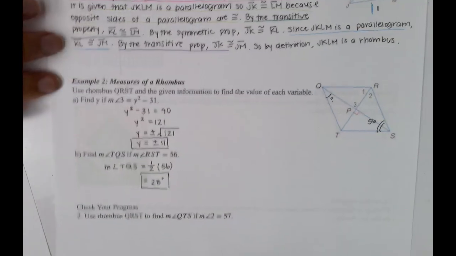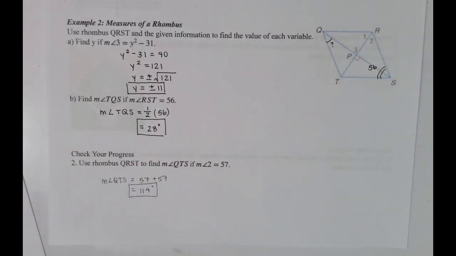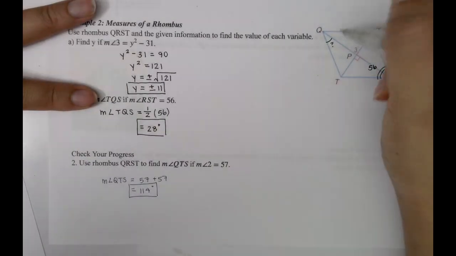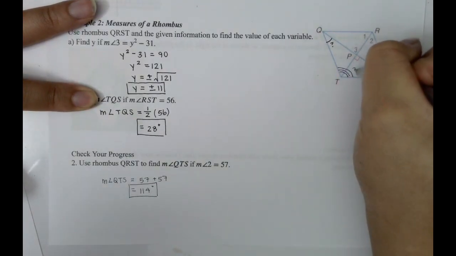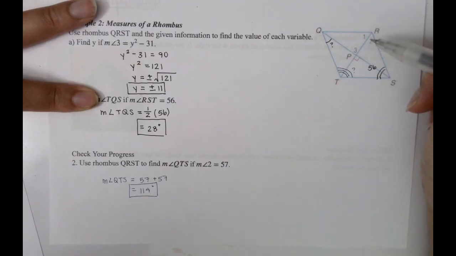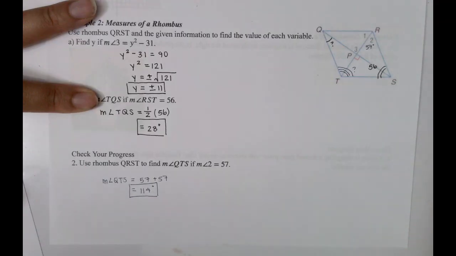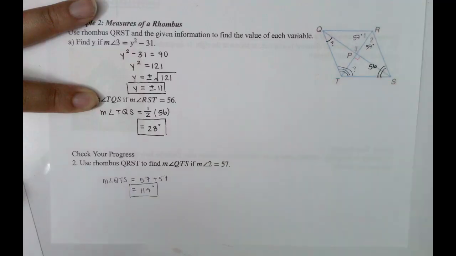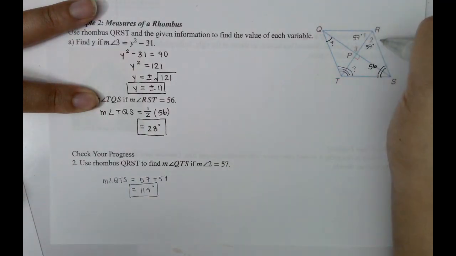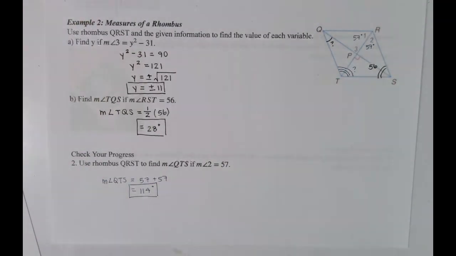There you go. Okay, so why don't you try CYP2, and then once you're done, come check your answer. Okay, you should have gotten 114 degrees. So here, we were asked for angle QTS, so we don't know what this is. However, we know that angle 2 here is 57 degrees. So again, diagonals for a rhombus bisect each other, so that means this would be 57 degrees as well, which means this would total to be 114. And since opposite angles of a parallelogram are congruent, that means this whole thing has to be 114 as well.